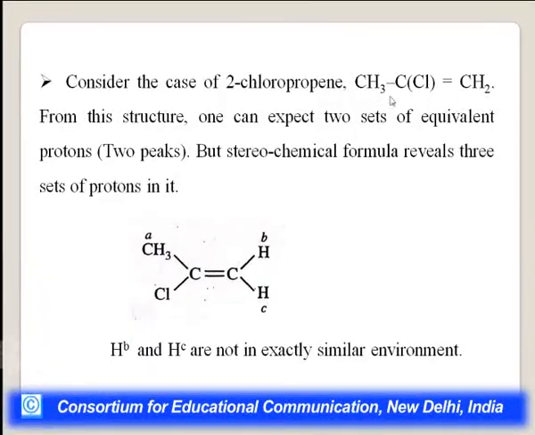Another case is here, look at this carefully, the case of 2-chloropropene. From this structure, one can expect only 2 types of NMR signals, but no. When we draw the stereochemical formula, you can see the adjacent environment for this H proton and this proton are different. Here you can see this is CH3 in addition to these protons, and there is a chlorine with respect to this proton. So these 2 protons are in different environments and will give 2 different NMR signals. Same here, these 3 protons will give a different signal.